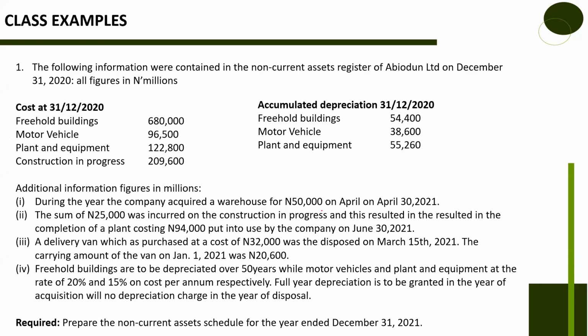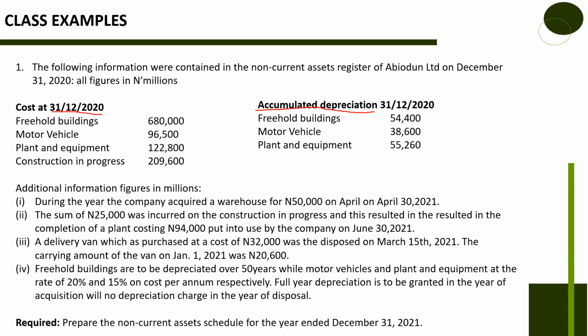So what is required of us? Prepare the non-current asset schedule for the year ended December 31, 2021. Now let's look at the information. The following information was contained in the non-current assets register of Abiodun Limited on December 2020. All figures are in millions. So this is the cost part, and this is the accumulated depreciation part. And they said we should do the rest.